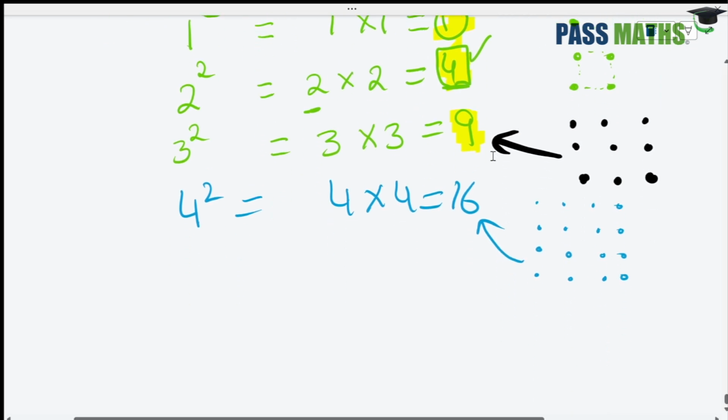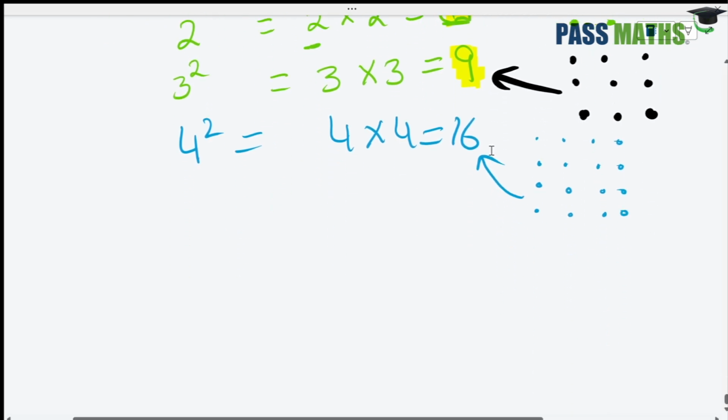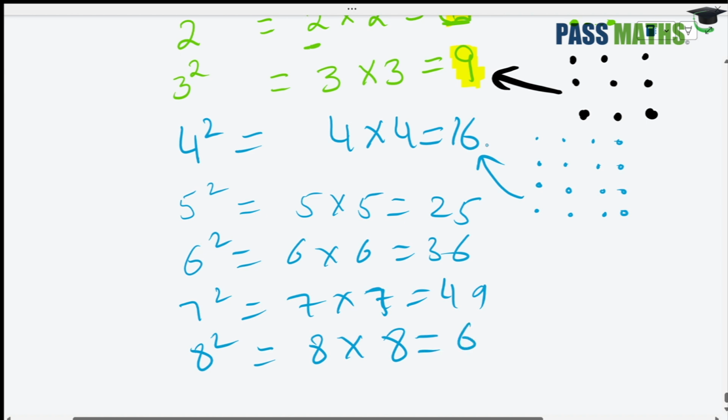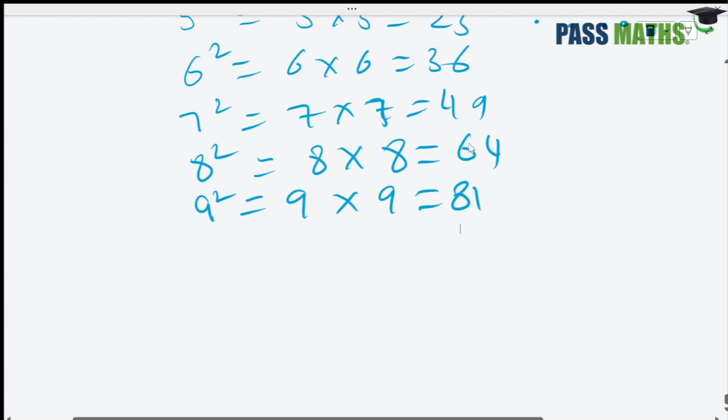Similarly, if I now go a bit faster, because you got the idea now, 5 squared will be 5 times 5, which is 25. 6 squared will be 6 times 6, 36. 7 squared is 7 times 7, 49. And then so on. 8 squared is 8 times 8, which is 64. And 9 squared is 9 times 9, which is 81. And then 10 squared is 10 times 10, which is 100.